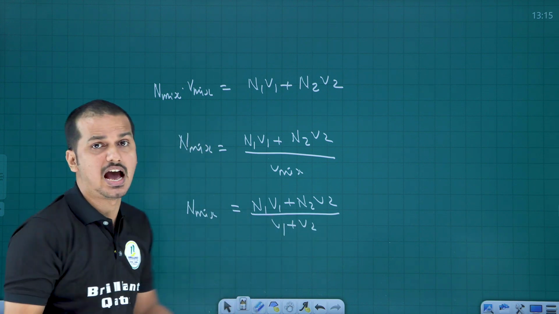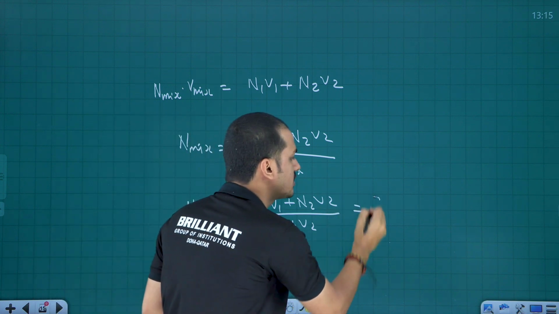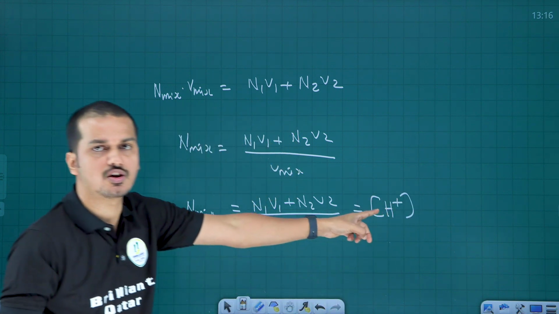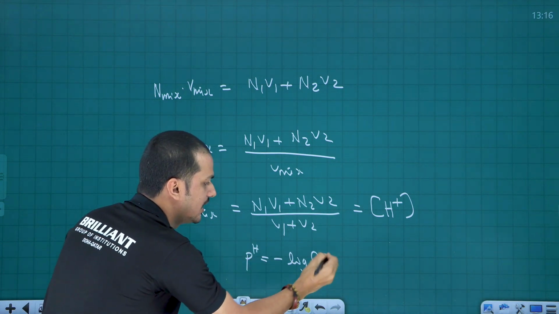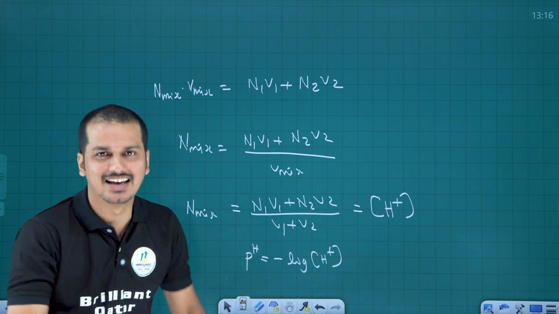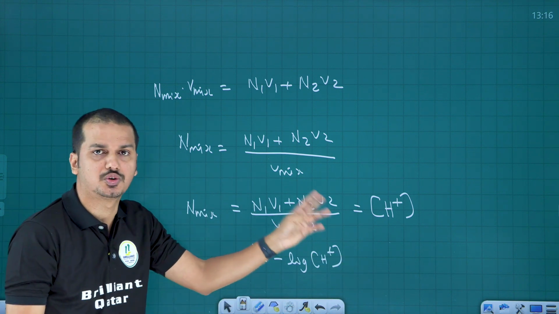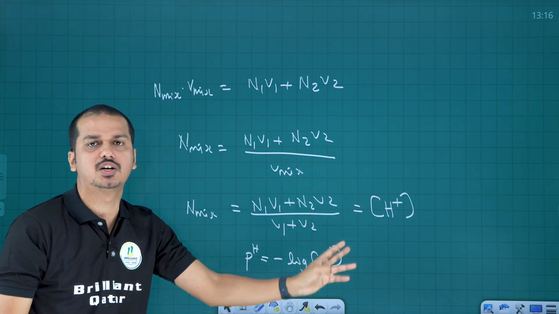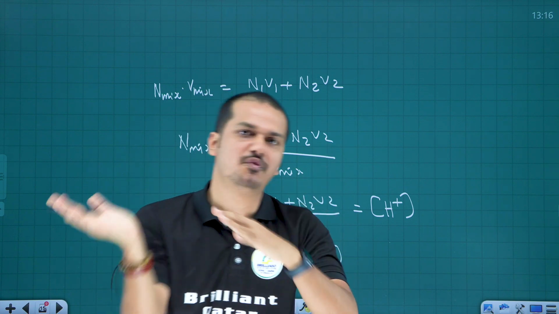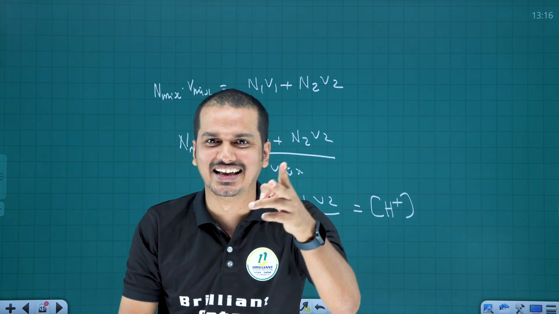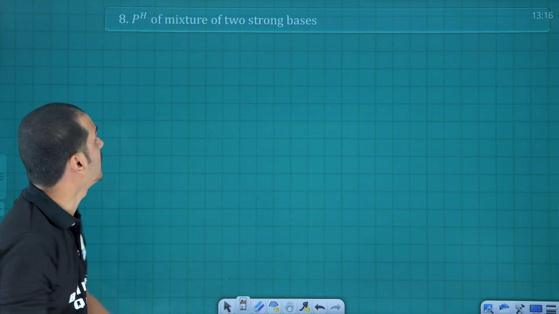What is this N mix? I am mixing two acids, so this N mix is equal to the concentration of H plus. If you know the concentration of H plus, you know how to calculate pH: pH equals minus log concentration of H plus. Directly you can calculate it. Idea clear? If you are mixing 3 acids, it is N1 V1 plus N2 V2 plus N3 V3 divided by V1 plus V2 plus V3, which is the concentration of H plus in the mixture. Then from there you can calculate the pH. Ready? Simple. Okay, then let us go to the 8th method.